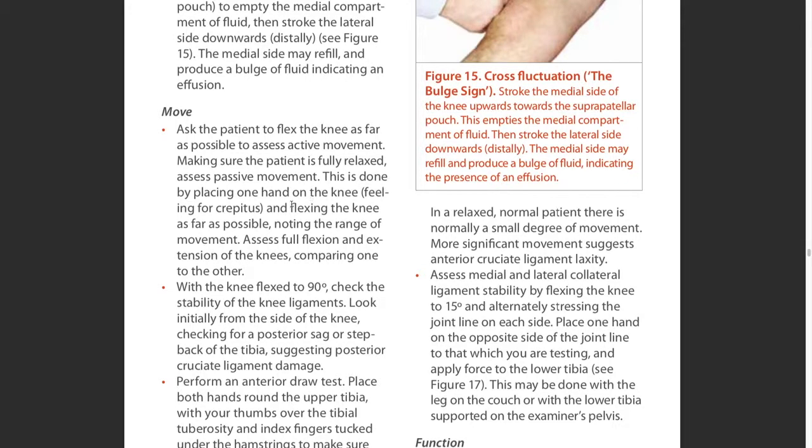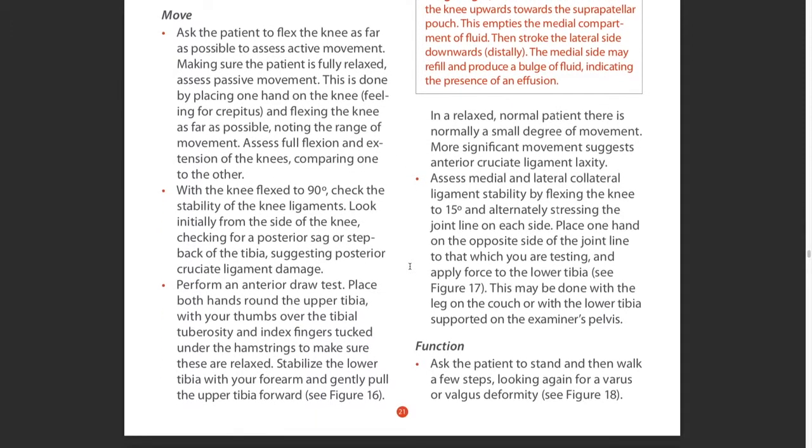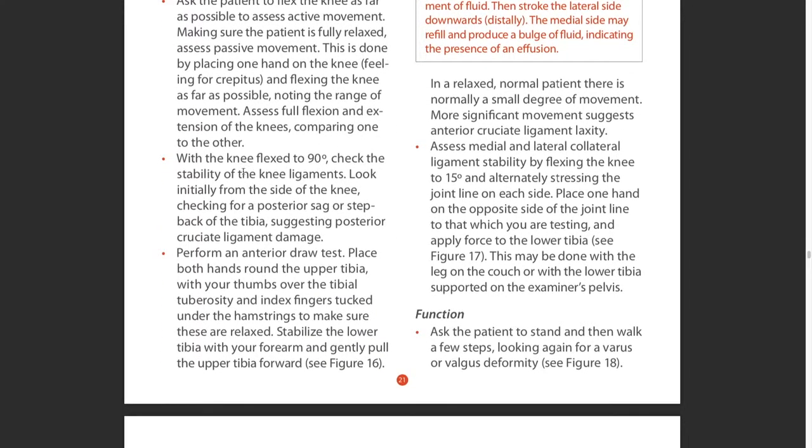This is done by placing one hand on the knee, feeling for crepitus, and flexing the knee as far as possible, noting the range of movement. Assess full flexion and extension of the knees, comparing one to the other. Next, with the knee flexed to 90 degrees, check the stability of the knee ligaments.